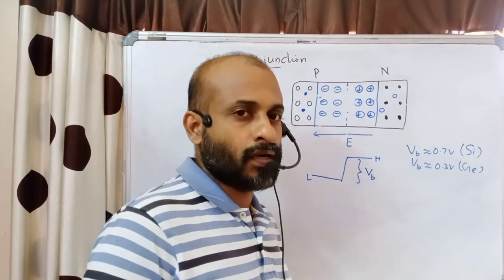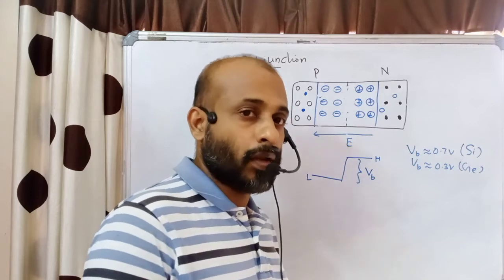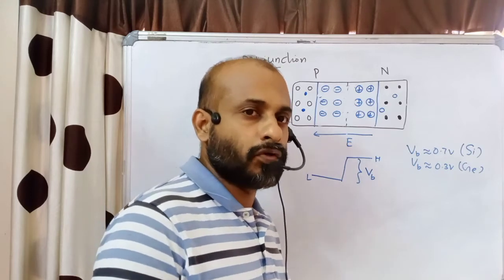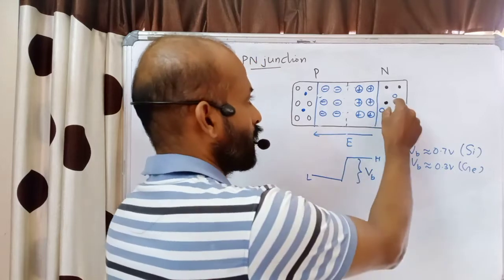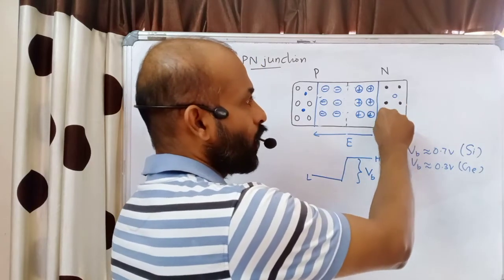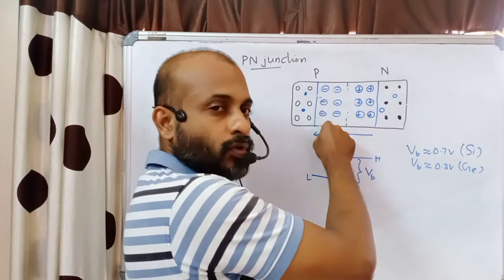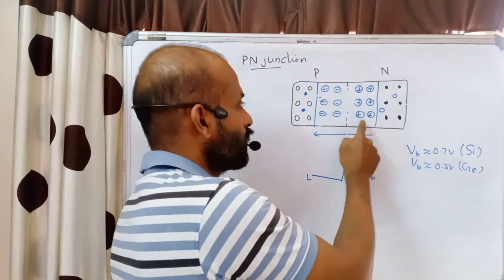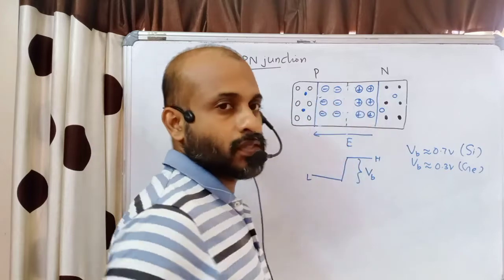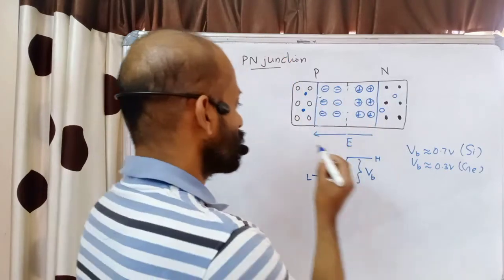So we have two types of currents: drift current due to the minority carriers, and diffusion current due to the majority carriers. These two holes can come to this region because of attraction by the strong negative potential, and the strong positive potential can attract these electrons. This is called drift current. So we have two types of currents.